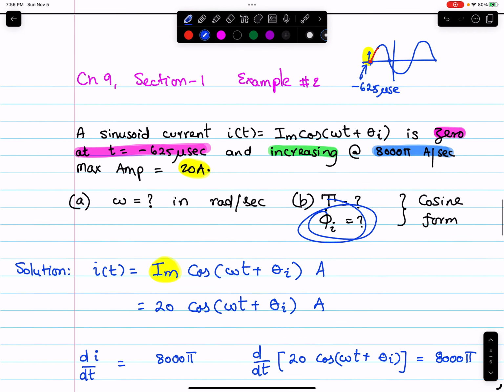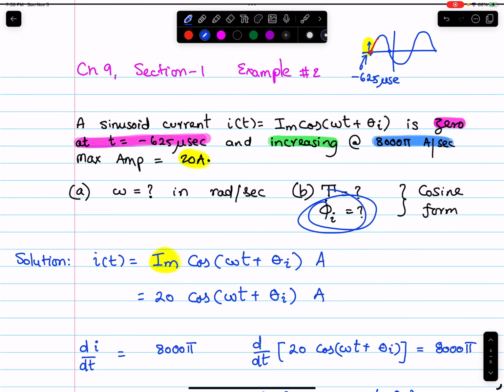So in effect, we have calculated all the answers that we were expected to find. The time period is 5 milliseconds. Theta I is negative 45 degrees. Omega we found out to be 400 pi. So that's another example, problem number 2.